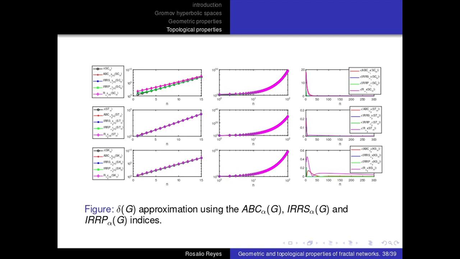The first column shows the behavior of the indices and the hyperbolicity constant for the first 15 values of n, while the second column takes the first 100 values of n into account. The third column shows the behavior of the relative error of each index with respect to delta.